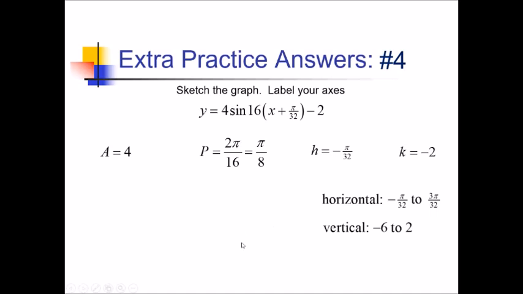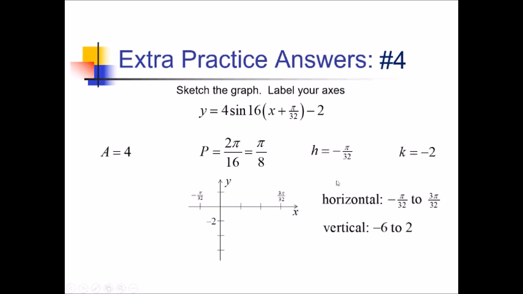Here's the grid lines for one graph that might do this. So let's see here. From horizontally, I've got a negative pi over 32 here, and if my grid lines are going by pi over 32s, here's 3 pi over 32. Vertically, I'm making my grid lines go by 2s, so I've got negative 6 represented down here, and positive 2 is up here. So it's time to go ahead and actually start putting some dots on here and graphing.